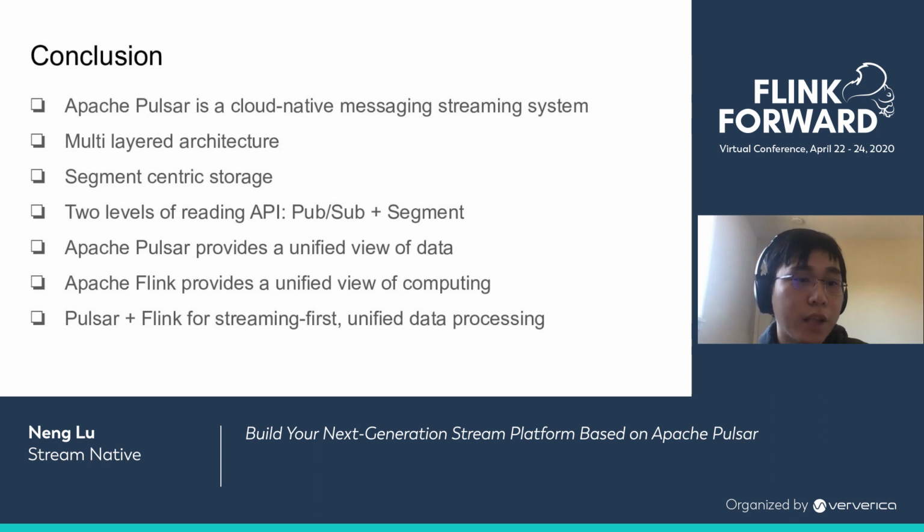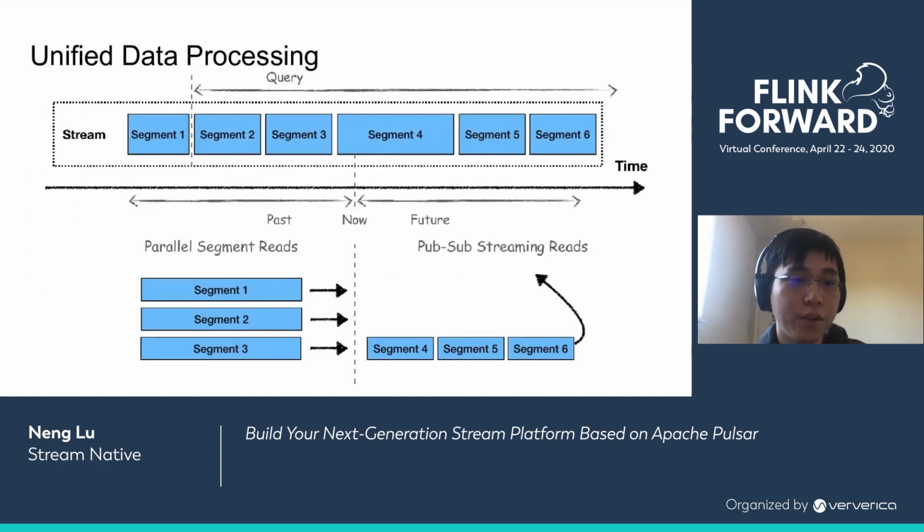So here, I think it's pretty quick. We now come to the conclusion: Apache Pulsar itself is a cloud-native messaging stream system and has a multi-layer architecture. It's segment-centric storage, with 2 levels of reading APIs. It provides a unified view of data, and Flink provides a unified view of computing. So when we combine Flink and Pulsar together, it becomes a streaming-first and unified data processing with all the supporting features we have built, and also some of them are in progress.